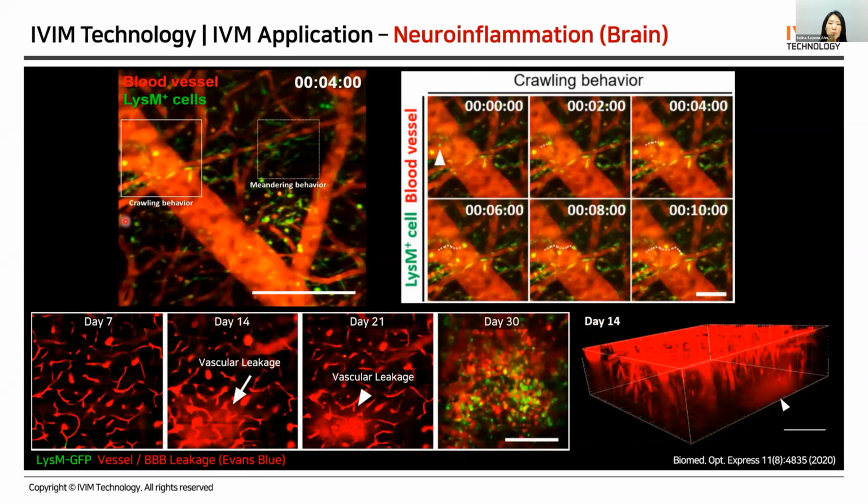Also, from the time-lapse imaging, we can visualize and analyze the meandering and crawling behavior of the neutrophils in the brain of the neuroinflammation mouse model. Then we can longitudinally observe the BBB integrity throughout 30 days of the neuroinflammation. So the vascular leakages and the following severe inflammatory responses with massive leukocyte infiltration at day 30 reflect acute BBB impairment in vivo.